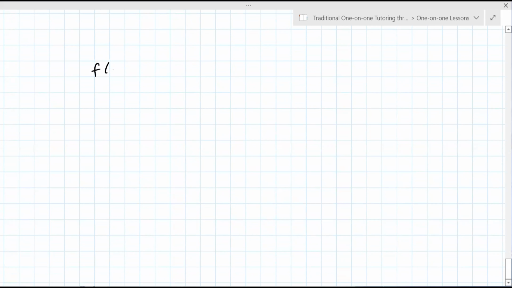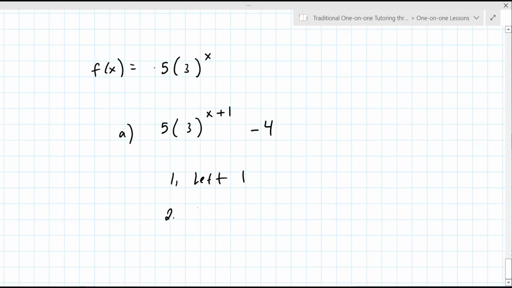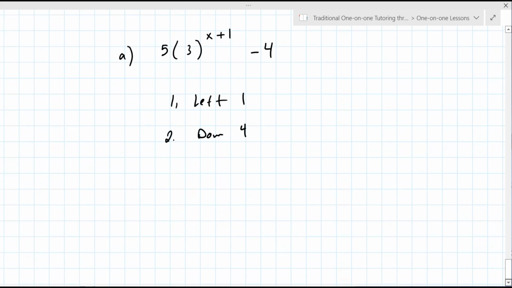Let's look at another one here. Let's say the function is 5 times 3 to the x, and I want to know what transformations you've got here. What are the 2 transformations that you see? Left 1 and down 4. Perfect. Okay, very good.